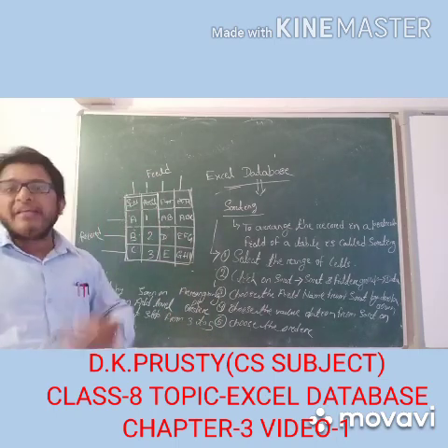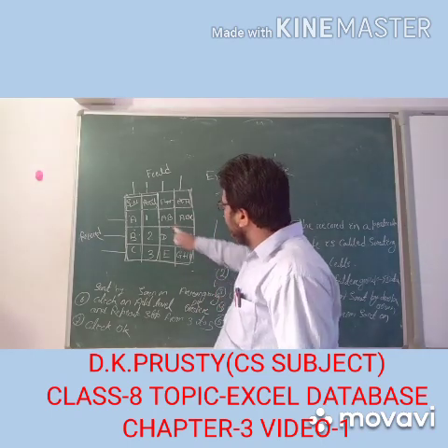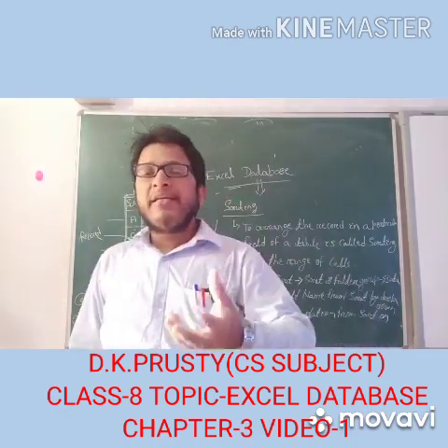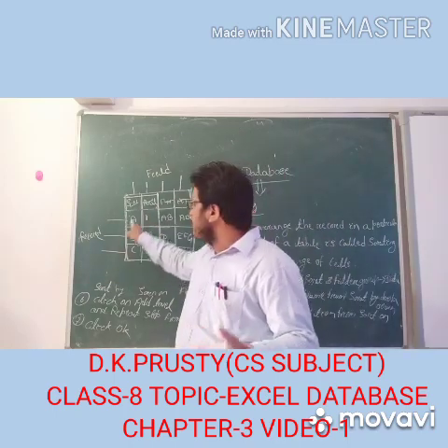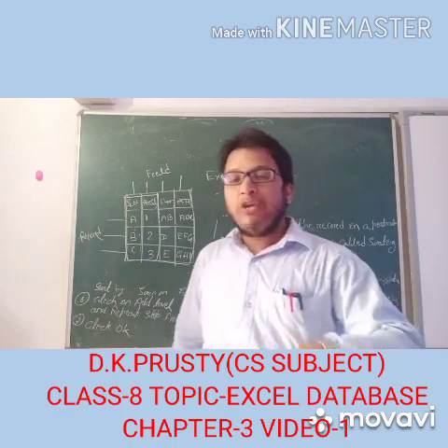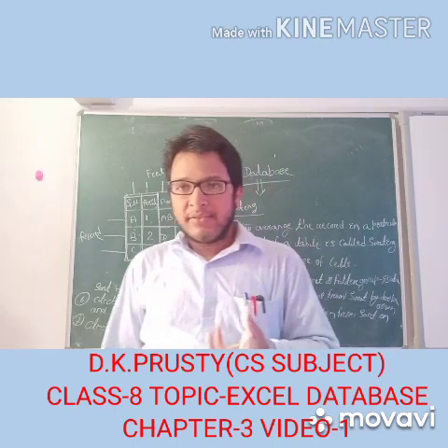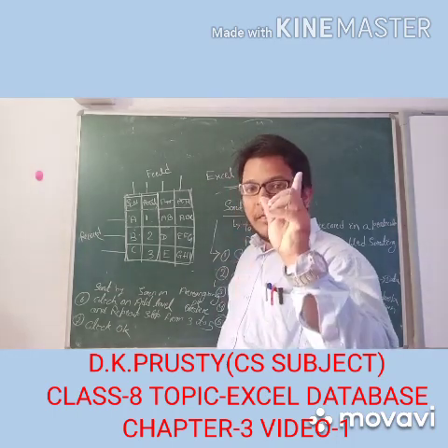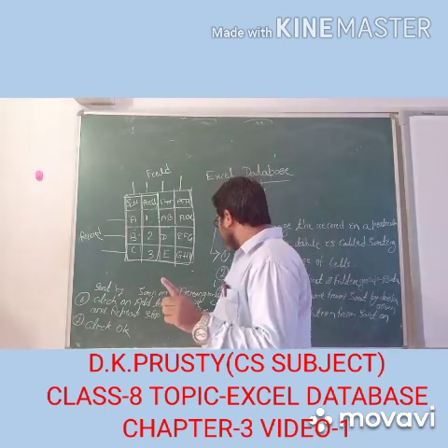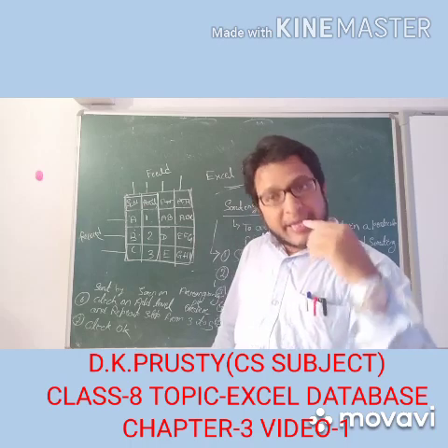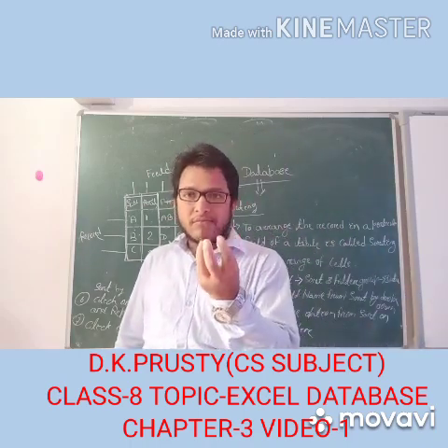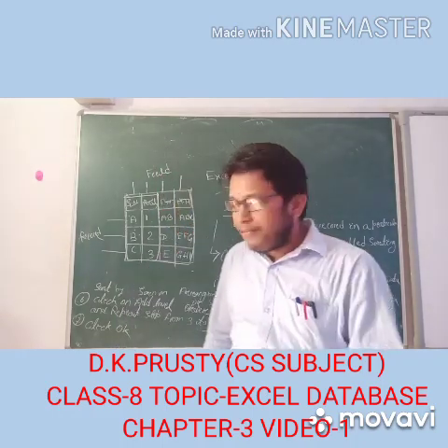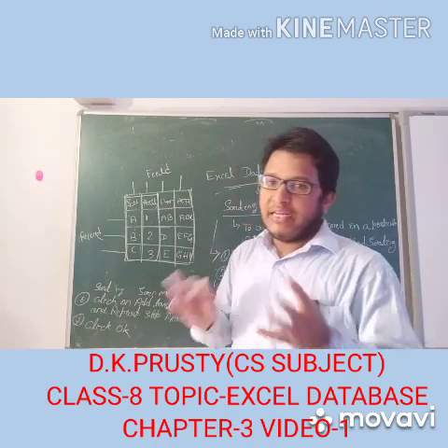After this, your table will be sorted. Suppose you have selected roll number first in the field, then student name. Then the data is sorted first by roll number, then by student name. In this way the data will be sorted, and you can easily get the data from the database. Sorting means arranging the records in ascending or descending order, that is A to Z or Z to A. You choose the option you need, click OK, and your data will be sorted in the database.